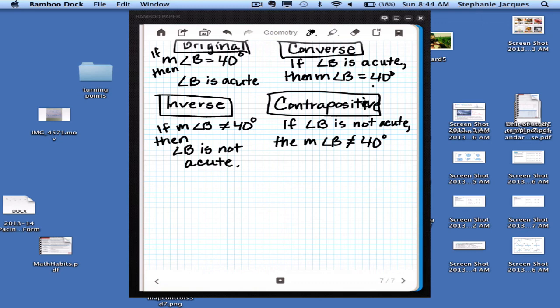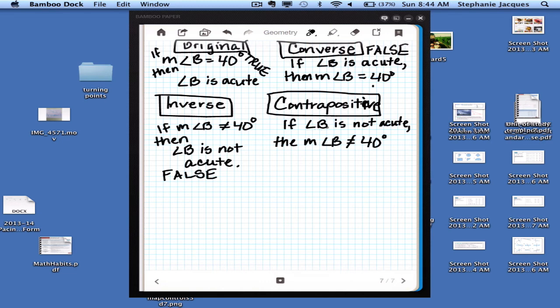Let's look at each of those. The inverse and the converse are false, correct? Because if you say for the converse, if angle B is acute, then angle B equals 40 degrees. That's false. So we're going to write false here. The inverse says if the measurement of angle B does not equal 40 degrees, then angle B is not acute. That's also false. Now let's look at our original. If measurement of angle B equals 40, then angle B is acute. Is that true? Yes. So we want to put true.